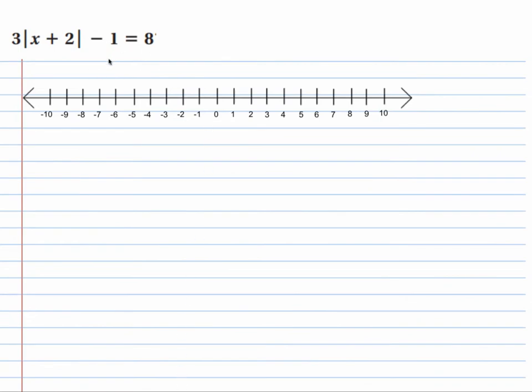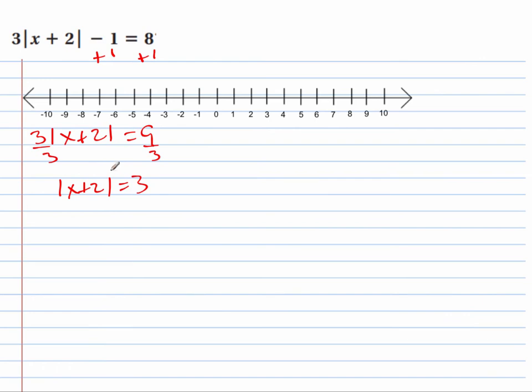Now, sometimes they're a little bit more complicated. So the first thing you need to do when you have an equality like this, it has stuff next to the absolute value, is isolate the absolute value, get it completely by itself. So the first thing I'm going to do is to add 1 to both sides. So I'm going to have 3 times the absolute value of x plus 2 is equal to 9. And then I'm going to divide through by 3. So the absolute value of x plus 2 is equal to 3.